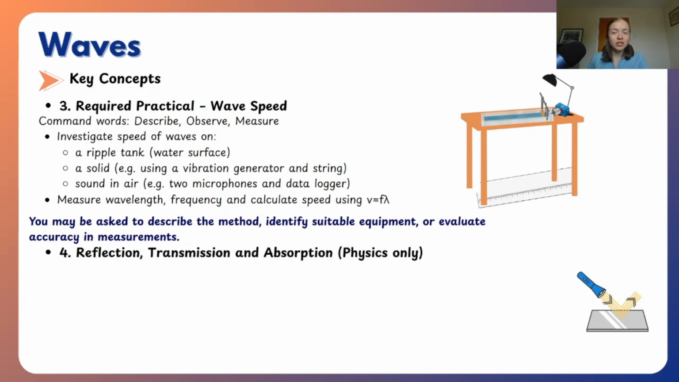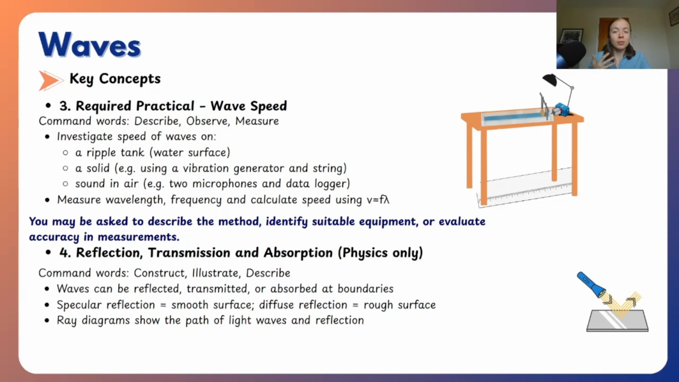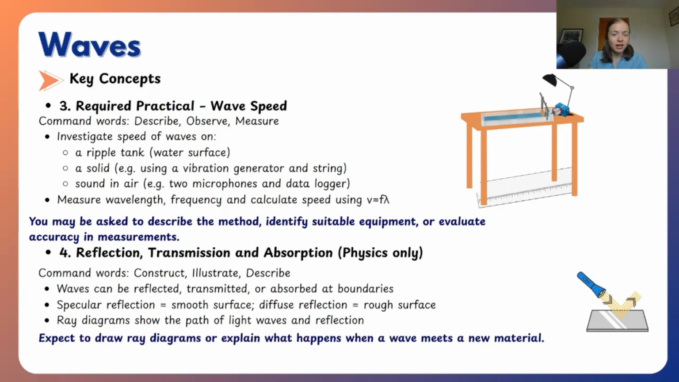And if you're a physics only student, you also need to be able to talk about reflection, transmission and absorption. So the idea that waves can be reflected, transmitted or absorbed at boundaries, and specular reflection is on a smooth surface, and diffuse reflection is on a rough surface. And ray diagrams can be drawn to show the paths of light waves and reflection, and also to calculate different angles as well.